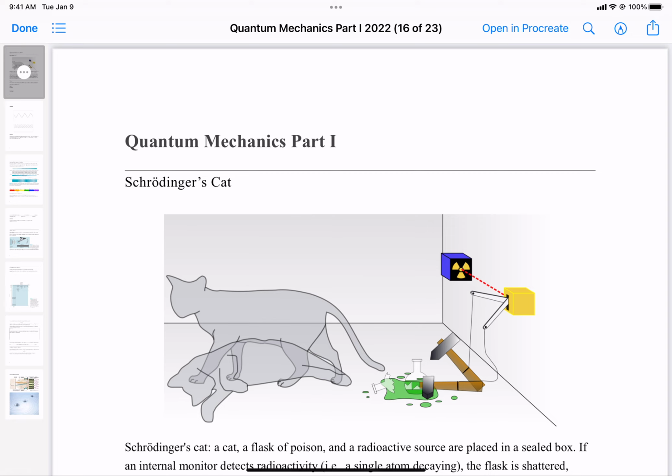In physics, you're probably familiar with classical mechanics, where you have macroscopic objects, large objects that we can actually see and perceive with our senses, and we have a good understanding of how they work physically in the world. Quantum mechanics is all about the particles that we can't see.